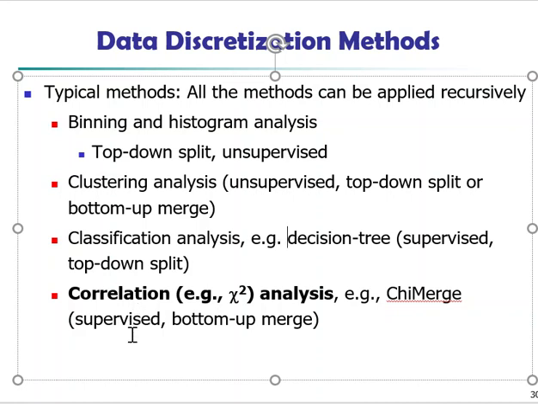Lastly, we can use correlation analysis to find the cutting points in a continuous range, that is, how we can create the intervals to discretize data, which is chi-merge. I'm going to make a separate video just to introduce the concept and see how chi-merge works for data discretization.